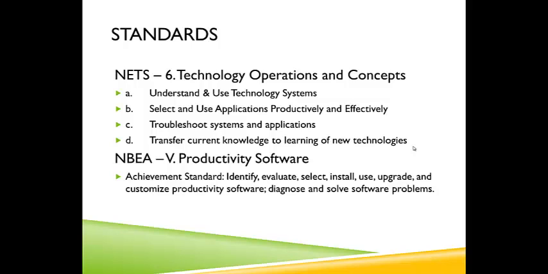Another standard is the NBEA Section 5 Productivity Software Standard, an achievement standard to identify and evaluate, select, install, use, upgrade, and customize productivity software, diagnose, and solve software problems.